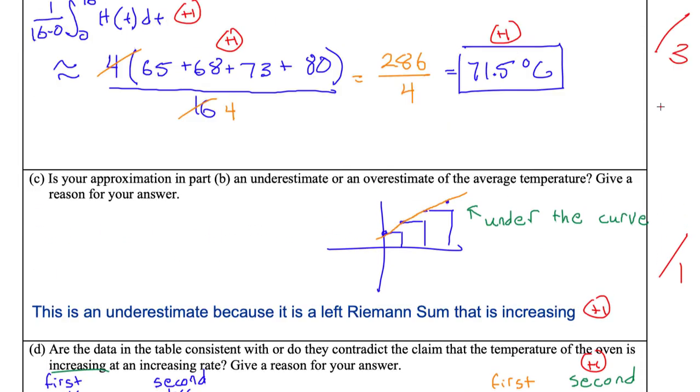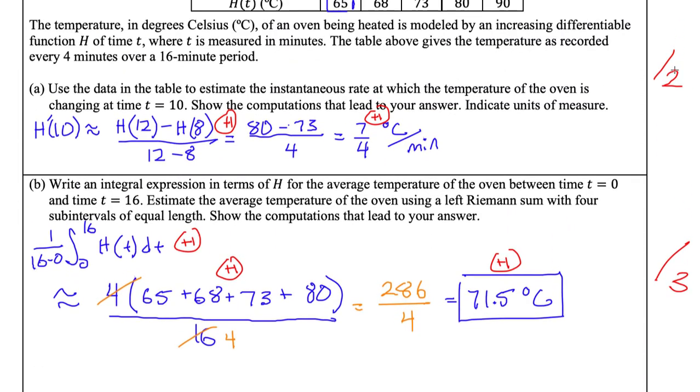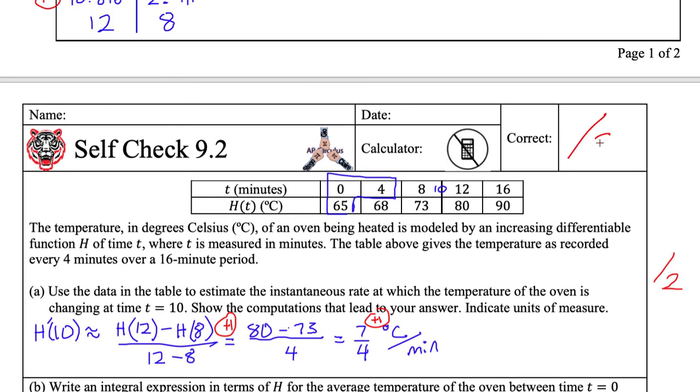Okay, so how many points do we have? We have 3, 4, 5, 6, 7, and 8, 9. Cool. So this is out of 9 points. Score yourself, and that concludes self-check 9.2.